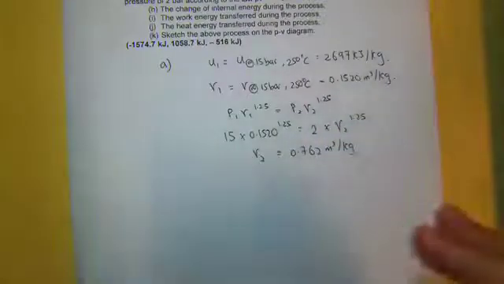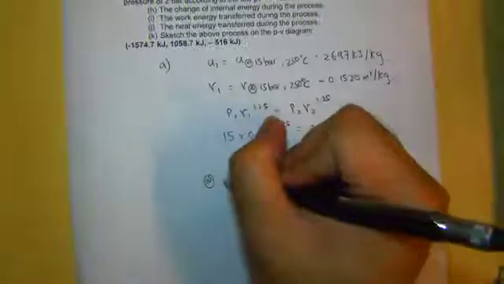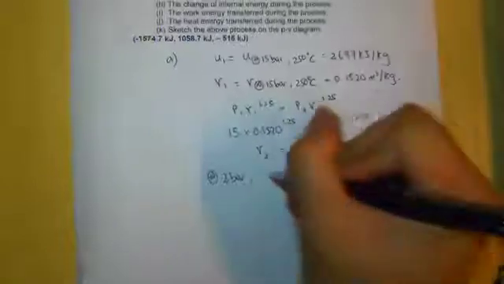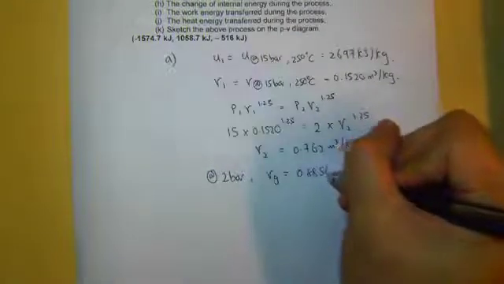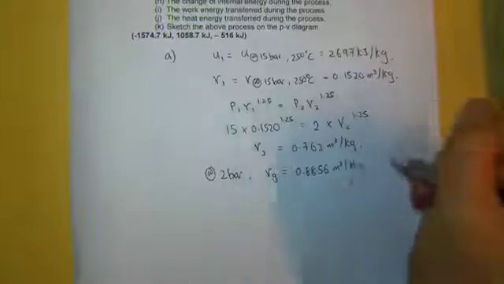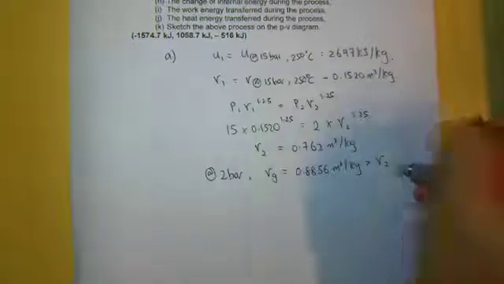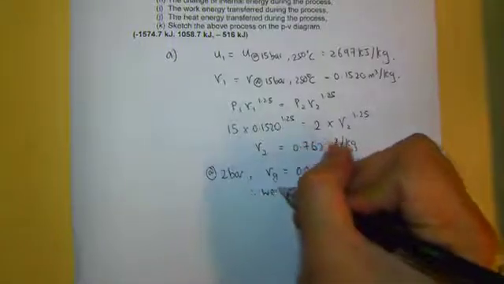So the next step to do is to determine the state of 2. What is 2? Is it compressed water, saturated water, wet steam? We do not know yet. So from the saturated water and steam table at 2 bar, we look at the Vg value. So the Vg value is 0.8856 meter cube per kg, and clearly this is more than your V2. So this must be wet steam, therefore wet.